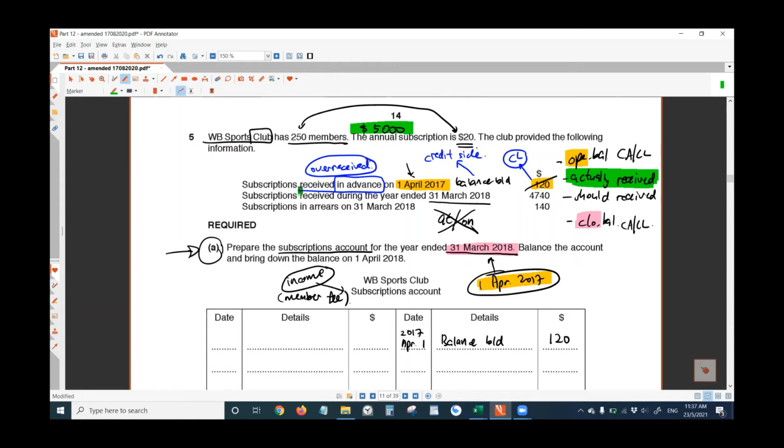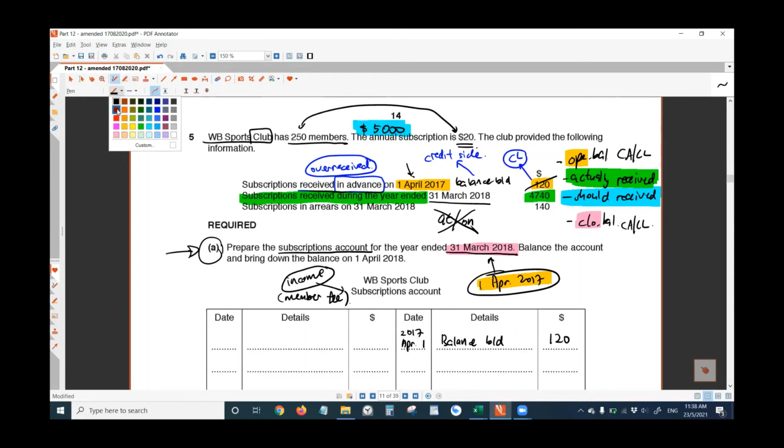Oh, now I get what you meant just now. The 5,000 should be the amount that you should have received. I have highlighted it wrongly. Let me change the highlighting. The one in green is the amount you have actually received during the year, 4,740. So the green ones are the amounts you have actually received.